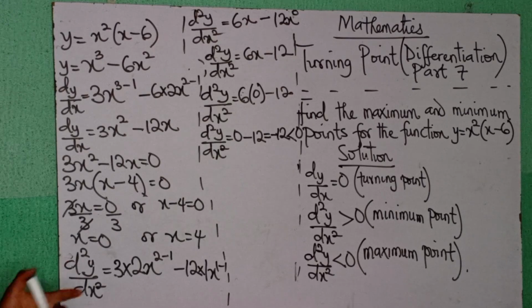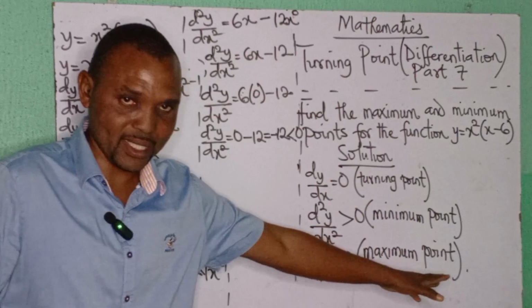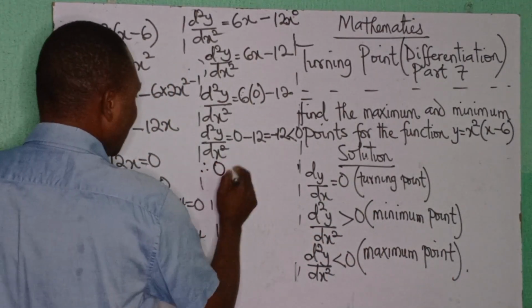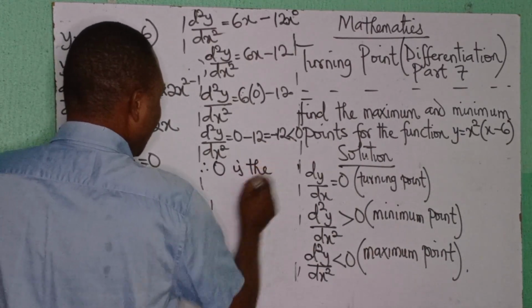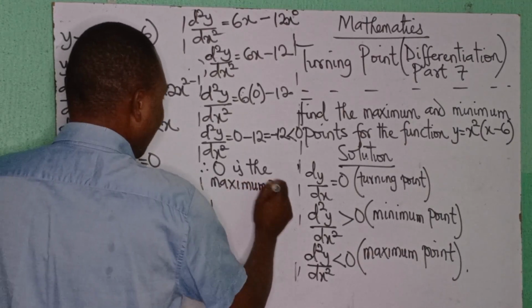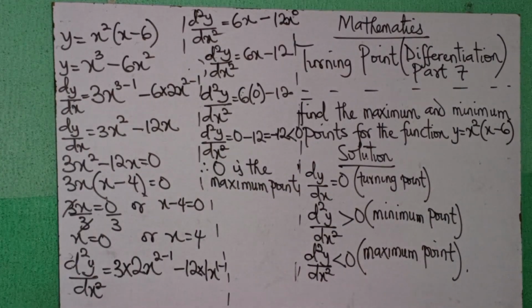Now, what does that tell you? Since minus 12 is less than 0, it implies that 0 is the maximum point. Therefore, 0 is the maximum point. Now, let us put the value of x as 4 here.